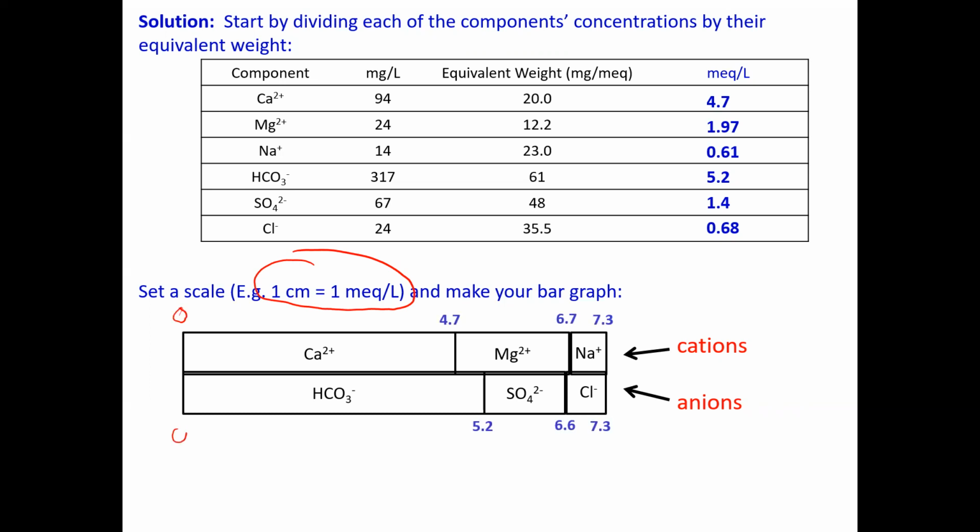So for the calcium, you're going to measure this out. I forgot to put zeros over here. You're going to measure 4.7 centimeters. So this is my calcium right here. The magnesium is another 1.97 centimeters. So I'm going to measure out a second bar like that.